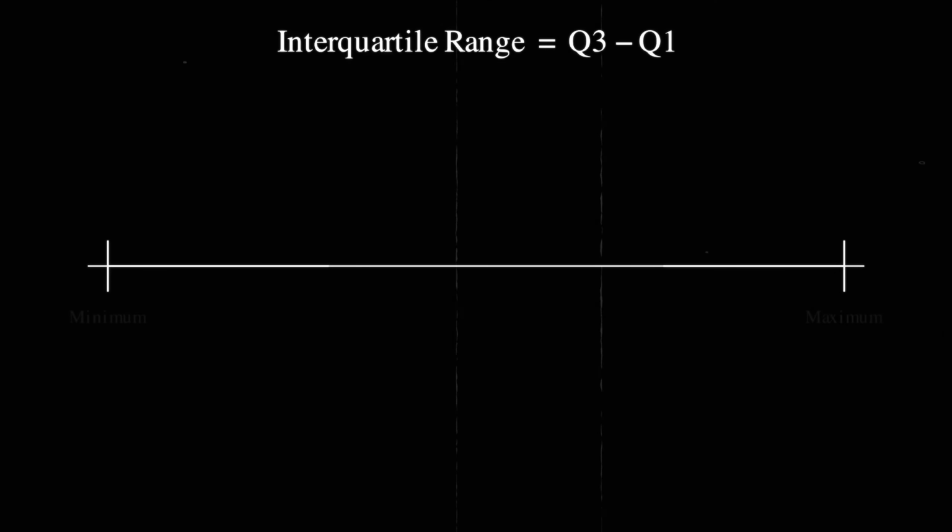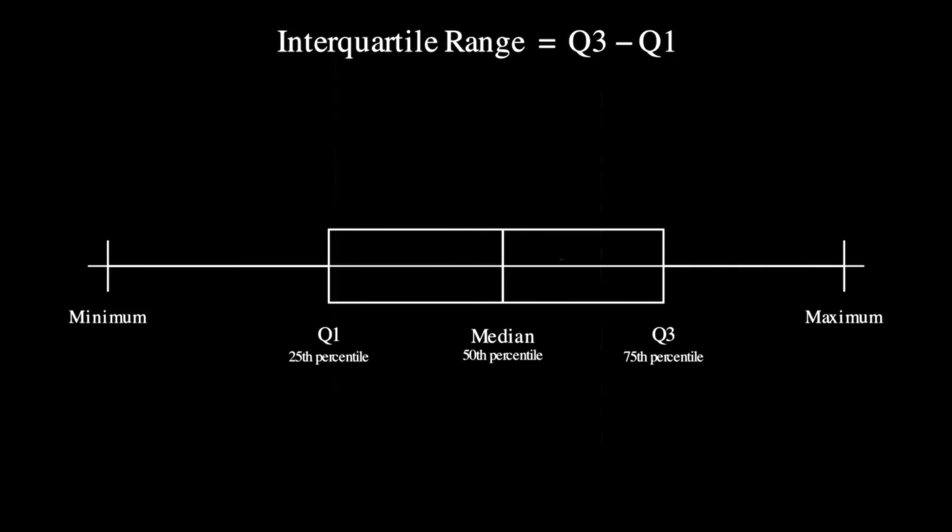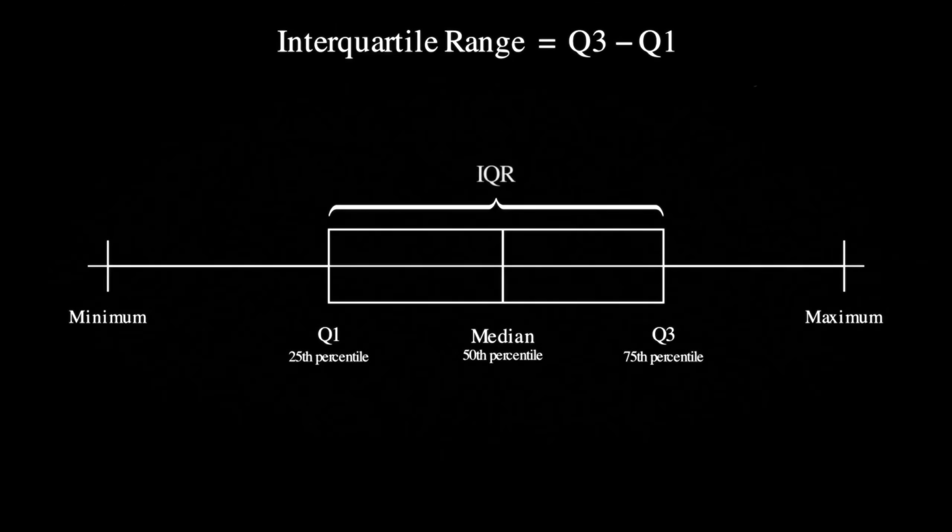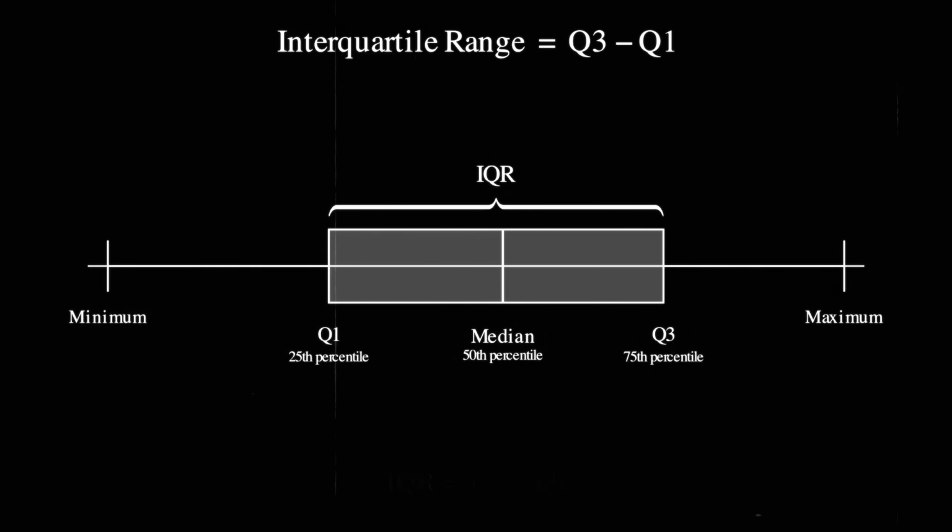We also need to know how spread out the data is. Range equals maximum minus minimum. It is simple but sensitive to outliers. Interquartile range, or IQR, equals Q3 minus Q1. It covers the middle 50% of the data and is robust to outliers.